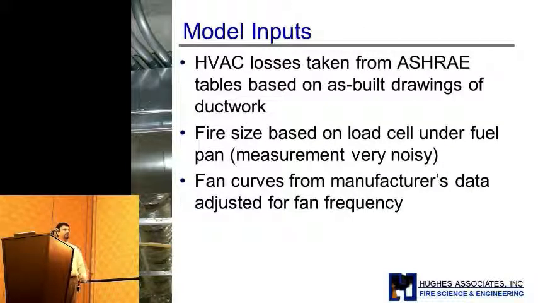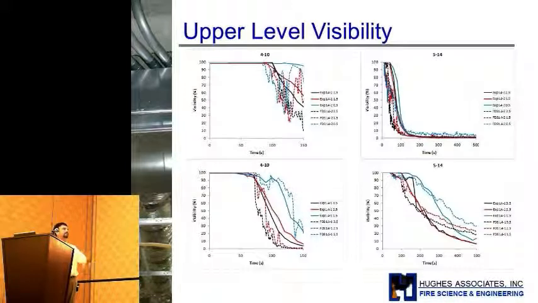So for this, all the HVAC losses are taken from an ASHRAE table based on as-built drawings of the facility. The fire size was based on load cell measurements under the fuel pan. There's a little bit of uncertainty in this data. This data was very noisy. So that's probably the largest source of uncertainty in these tests. And the fan curves were derived from manufacturers' data adjusted for the fan frequency that they're operated at during the test. A little bit of uncertainty in this process is exactly how the fans respond to the change in frequency.